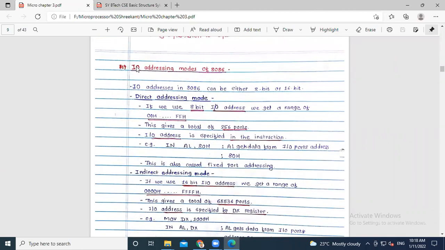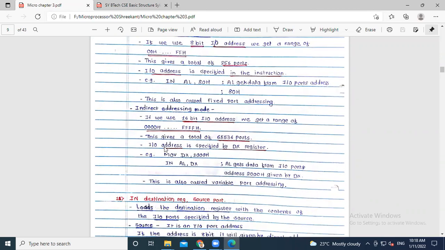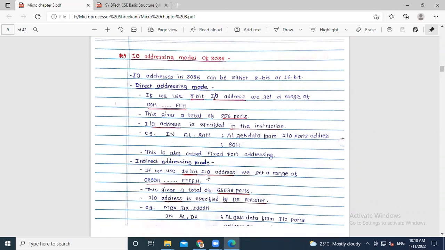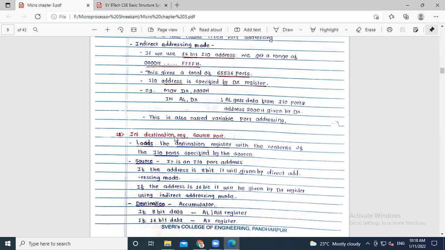IN and OUT are nothing but what? IO means input and output addressing modes of 8086. Again, two categories: IN instruction and OUT instruction. Here there is direct addressing mode and indirect addressing mode. For the IN instruction, we use a destination register and a source port, because from particular locations we have to transfer to the destination register.